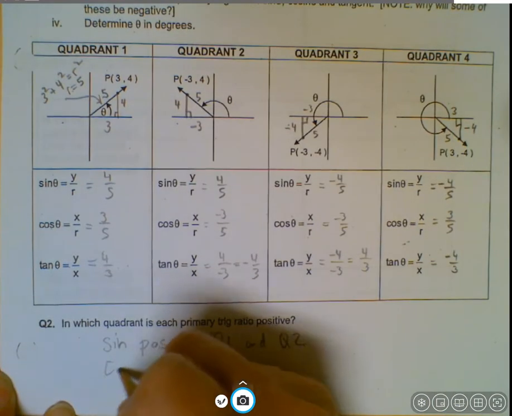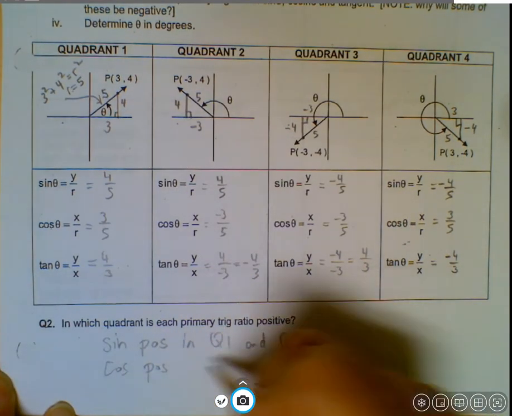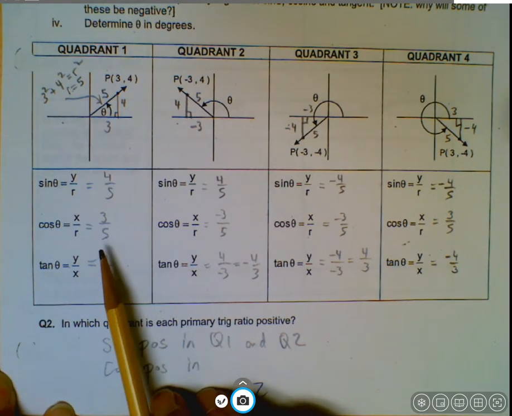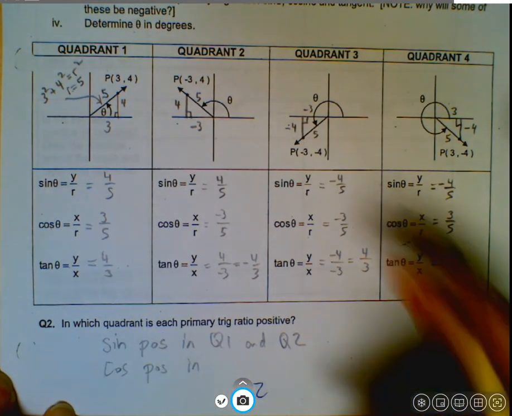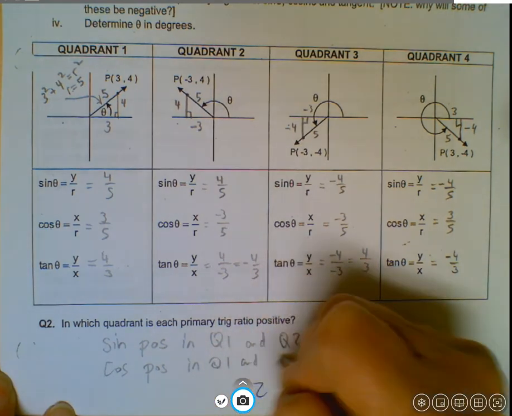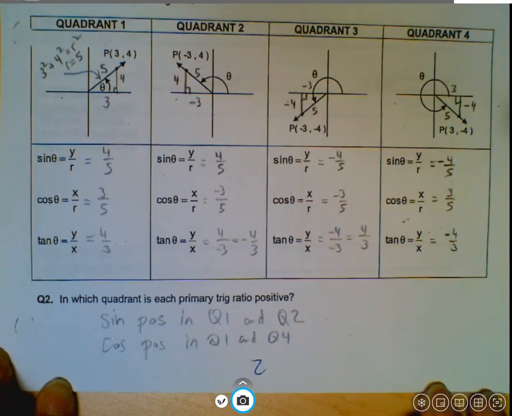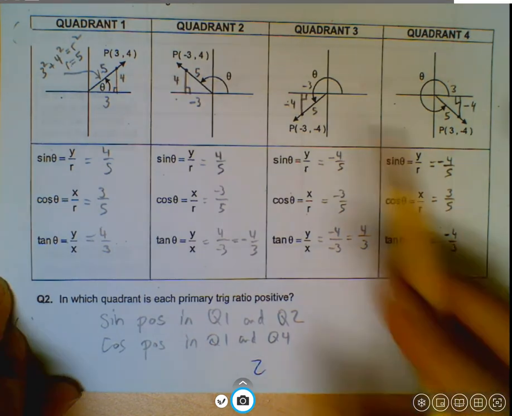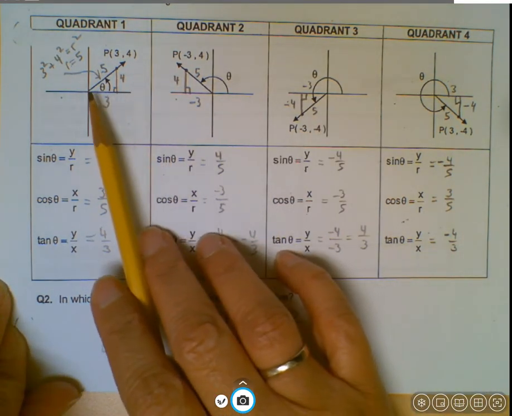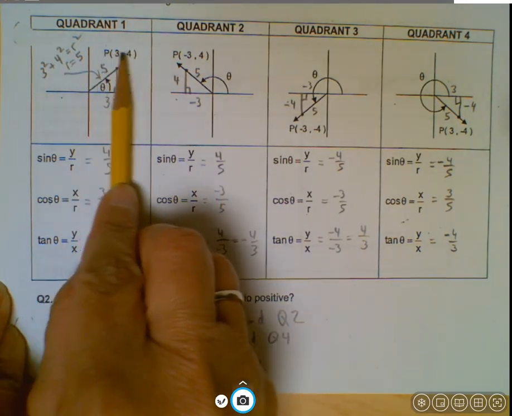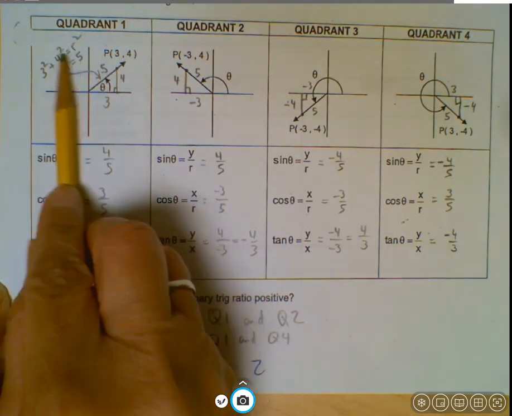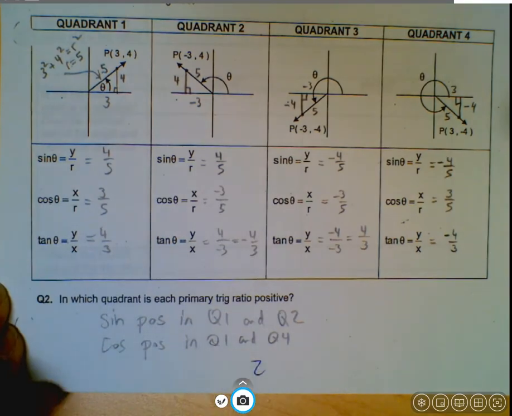Okay? Cosine is positive where? Here I have a positive cosine. Not here, and also here. So Q1 and Q4. Okay? Does that make sense? Well, cosine is the one that's from side to side. And that's going to be positive on this side of the y-axis. It's going to be negative on this side of the y-axis. So that should make sense.